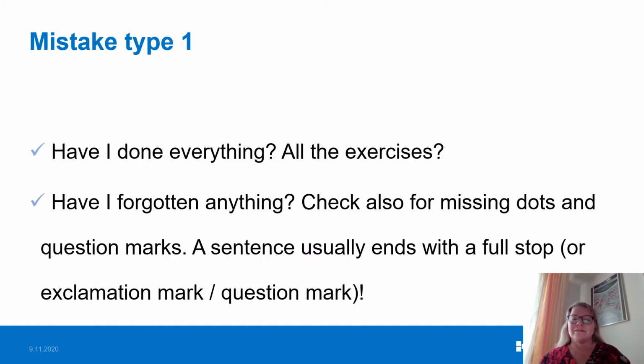Well, you check different mistake types. The first type is that you have omitted something. So check, have I done everything, all the exercises? Have I forgotten anything? Check also for missing dots, you know, the German Ü and Ä and Ö. And the question marks. A sentence usually ends with a full stop or an exclamation mark or question mark.